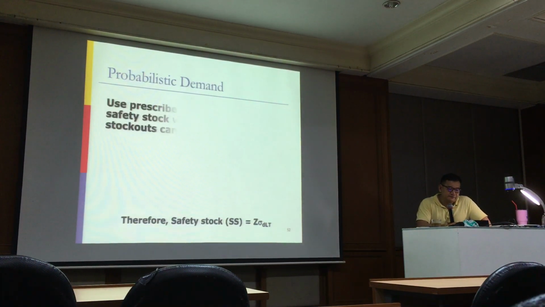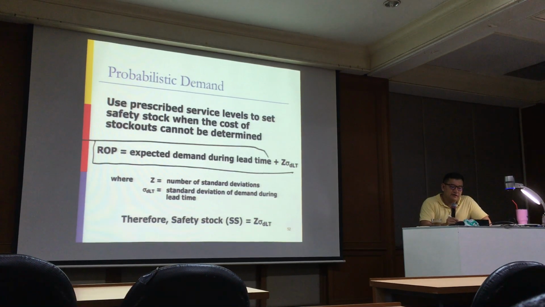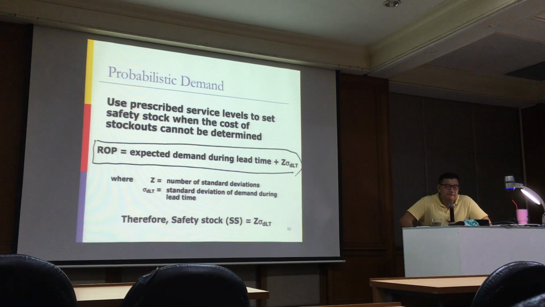But anyway, normally we're going to use the normal distribution to estimate the safety stock in the case of unknown stock out cost. We assume that the demand during lead time is going to follow the normal distribution. So here, this is the formula that we're going to have. The reorder point is going to be the expected demand during lead time plus Z multiplied by the standard deviation of demand during lead time. Okay, you see something very familiar, right?